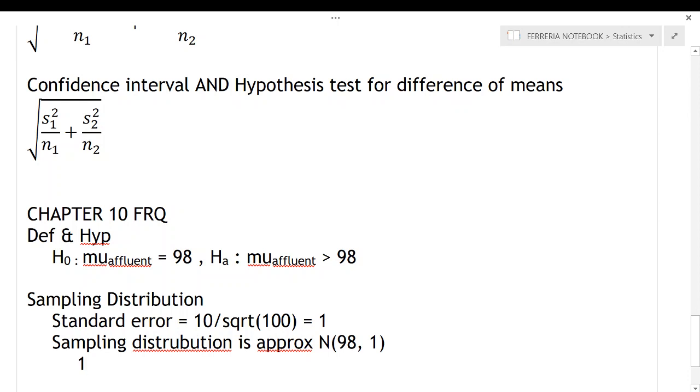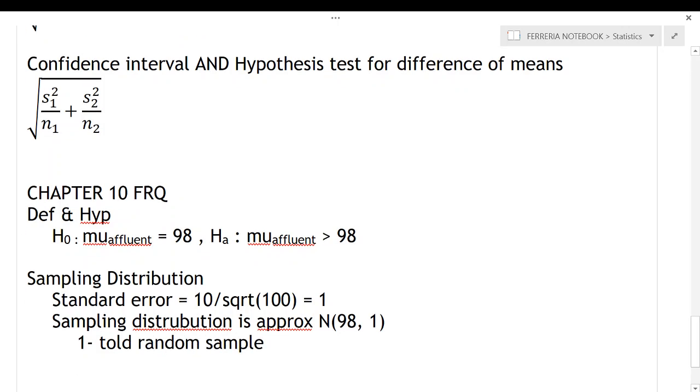Condition 1 has to do with randomness. Do we have a random sample or do we have a random assignment? Okay, so we are told random sample. That's good. Number 2 has to do with normal. How do I know that this sampling distribution is normal?